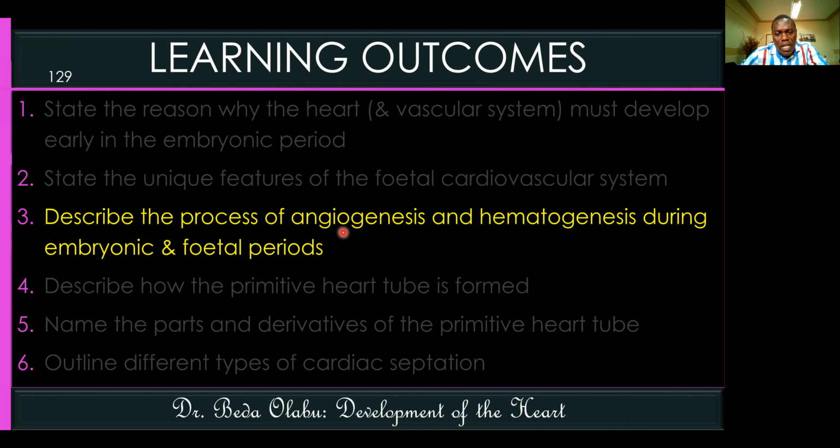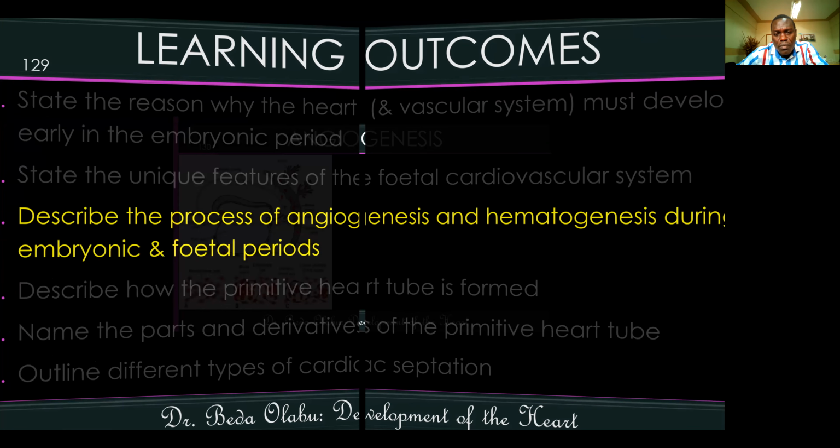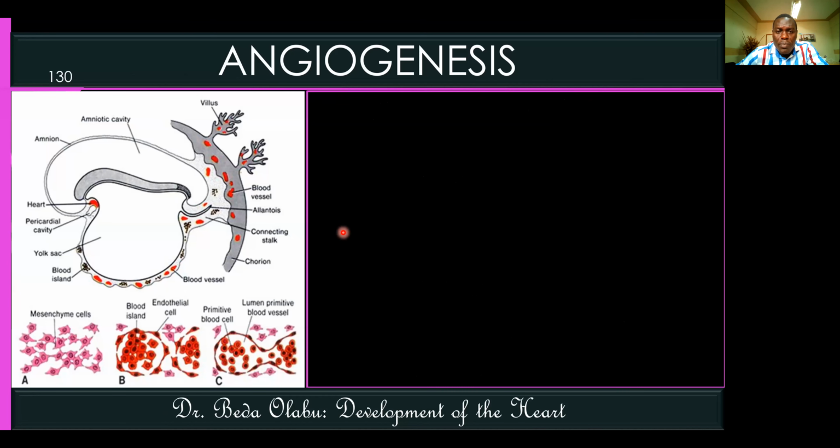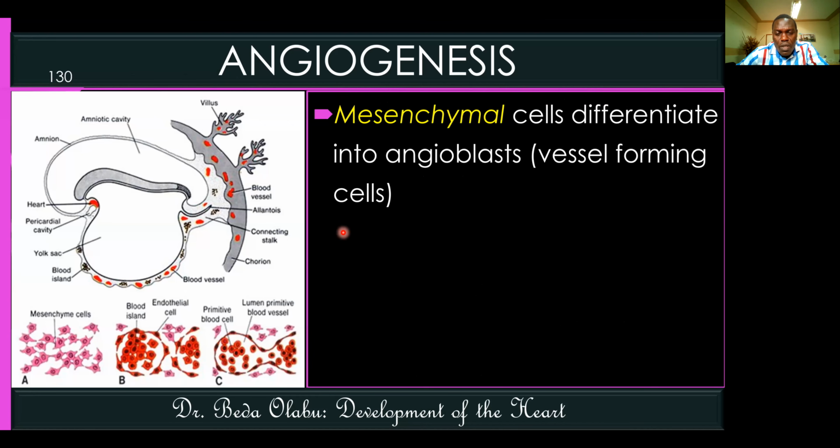Now we are going to talk about angiogenesis and hematogenesis. Angiogenesis is the process of formation of blood vessels. How do blood vessels form? Blood vessels form from mesenchyme. The mesenchymal cells differentiate to become what we call angioblasts. Angioblasts are vessel-forming cells. So if you take this to be mesenchymal cells, they differentiate to become angioblasts.